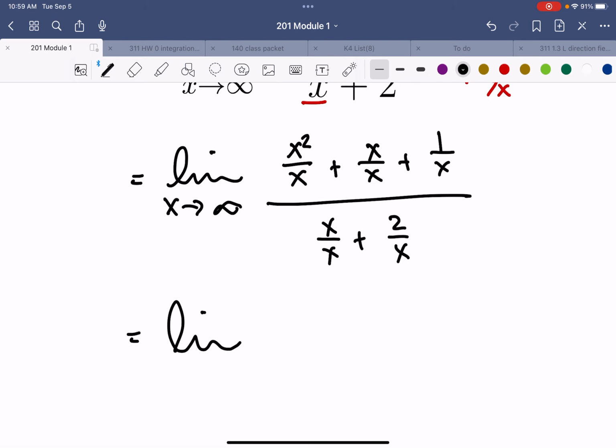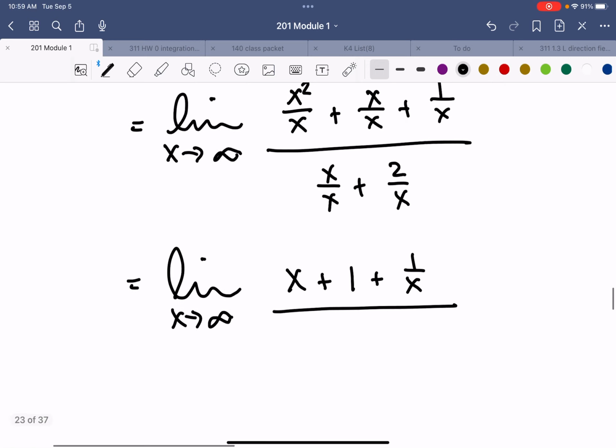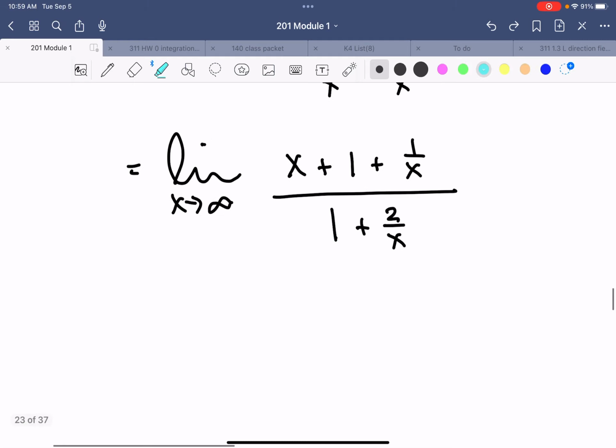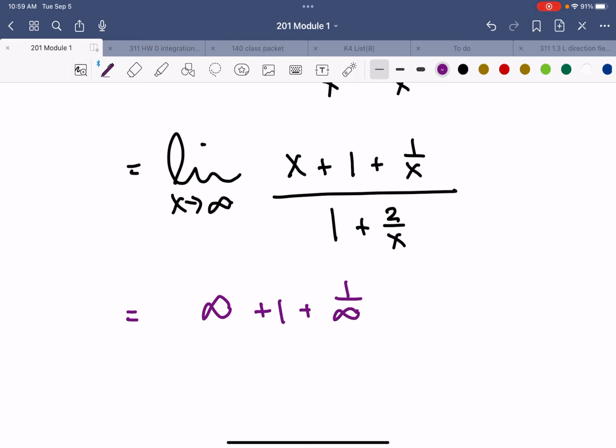Then we can go ahead and reduce. So x squared over x is x, x over x is 1, and the 1 over x stays. In the bottom, x over x becomes 1, and then I have 2 over x. Now notice what happened. This x is now a 1, so I got rid of it. So now when I plug in my limit, I'm going to get infinity plus 1 over infinity, and 1 plus 2 over infinity.